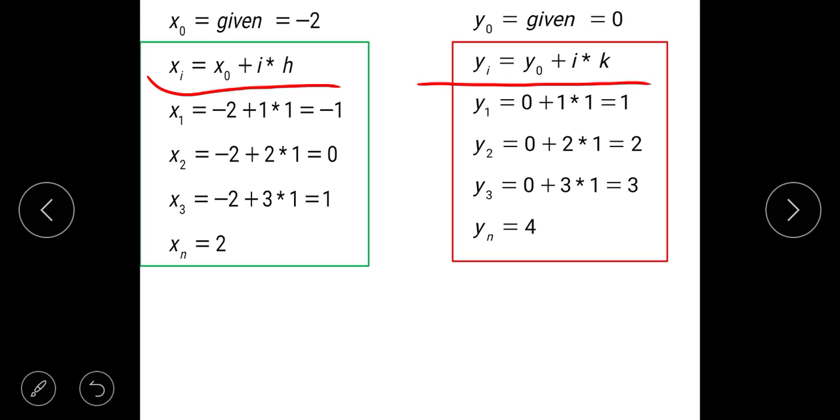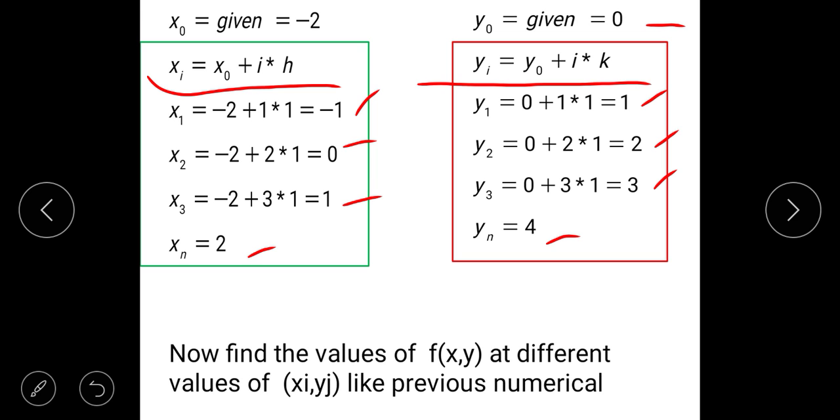Step size is 1. So minus 2 plus 1, that is minus 1, minus 1 plus 1, 0, 0 plus 1, 1, 1 plus 1, 2. Similarly for y terms, y0 is given, so y0 is 0, 0 plus 1, 1, 1 plus 1, 2, 2 plus 1, 3, 3 plus 1, 4.